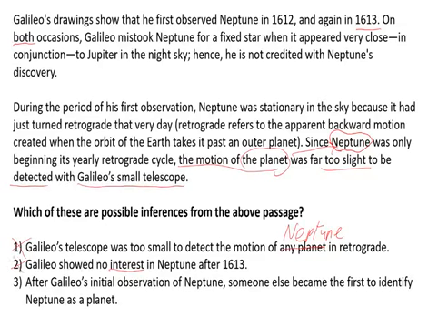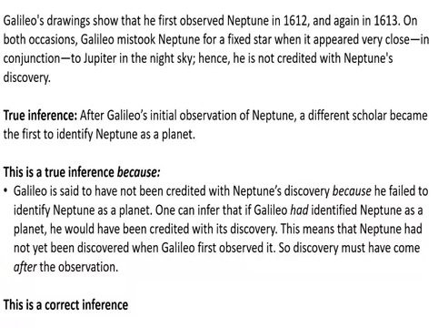So let's get to the third one. After Galileo's initial observation of Neptune, someone else became the first to identify Neptune as a planet. This is correct. This is a GRE inference. And the logic, well, it always will be direct. It's not always readily apparent. So what we're going to do next is we're going to look carefully at why this is the only logical extension of something you see in the passage. We can see that this is a true inference based on the first paragraph. So let's take a closer look at that.